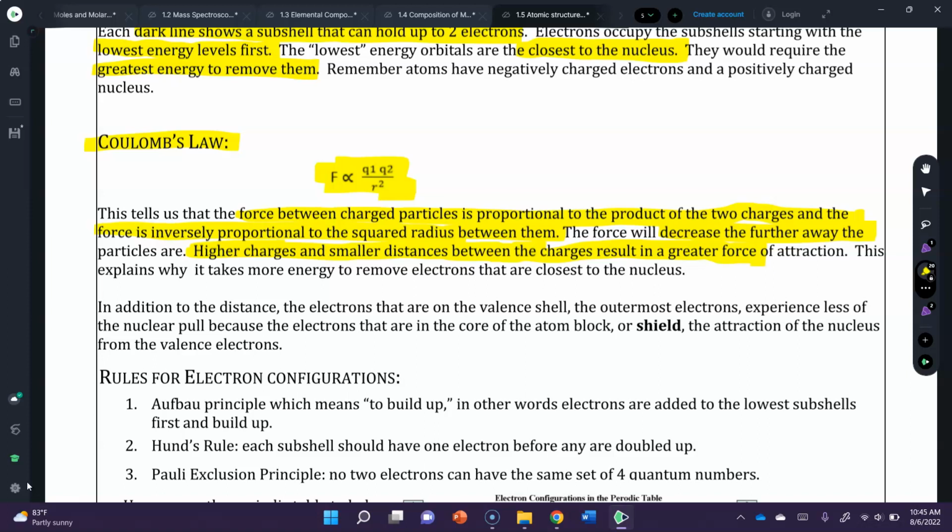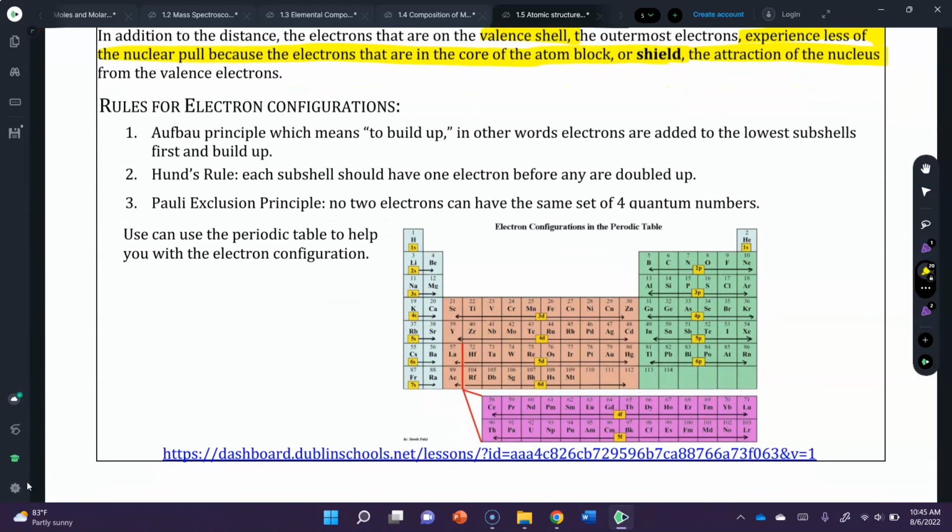In addition to the distance, the valence shell electrons experience less of the nuclear pull because the electrons in the core of the atom block or shield the attraction of the nucleus from the valence electron. So it acts like sunglasses. The core electrons kind of shade or shield the valence electrons from the full power of the pull of the nucleus. So we have some rules for electron configurations.